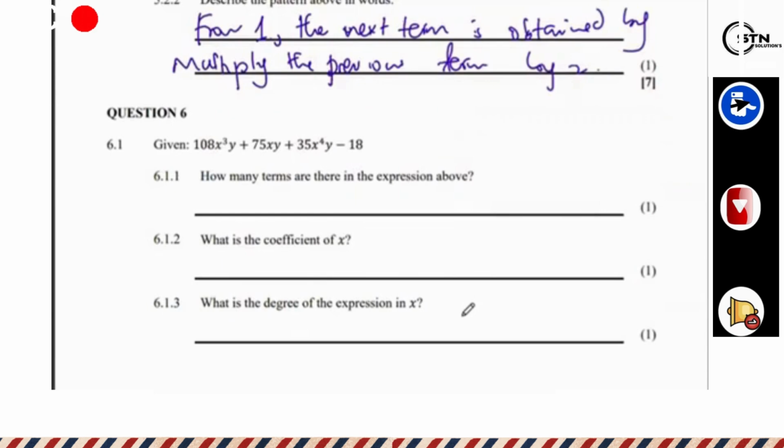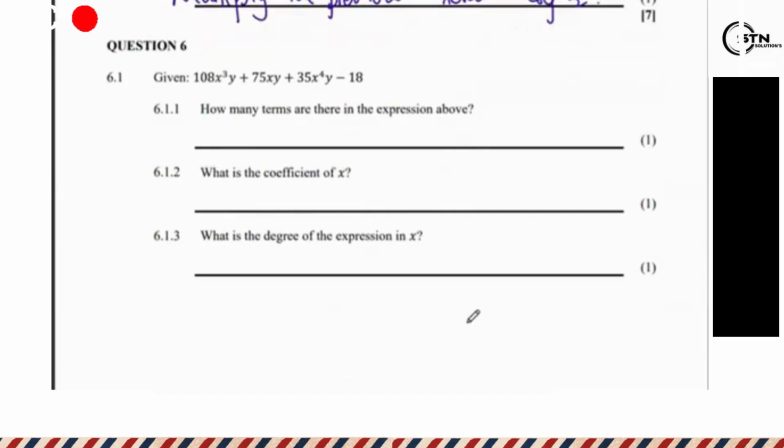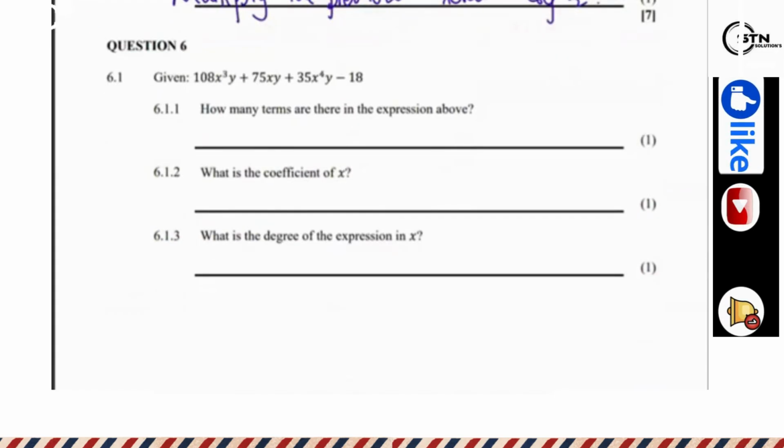All right, then question number 6, which is the algebraic expressions. If you're given this number of terms, how many terms are there? Terms can be separated using addition and subtraction. So this is 1 term, 2 terms, 3 terms, and then 4 terms. And then what is the coefficient of x? The coefficient of x is the number that appears before the plain x. So when we look at the number that appears before the plain x, we're seeing the 75. But is y part of the coefficient? That's the question we need to ask ourselves. Yes.